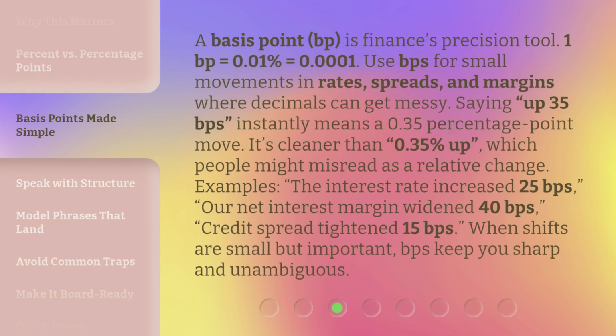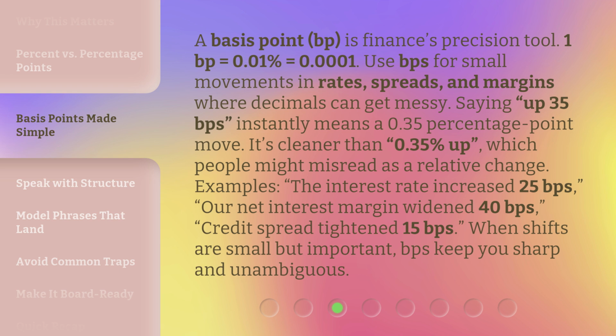A basis point, BP, is finance's precision tool. 1 BP equals 0.01% equals 0.0001. Use BPS for small movements in rates, spreads, and margins where decimals can get messy.